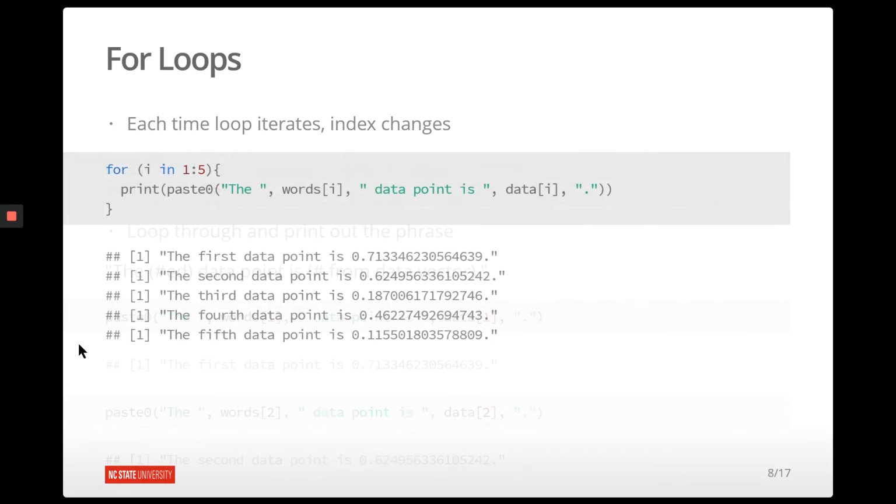Rather than do that, we can utilize a for loop. Now we're going to let i go from 1 to 5, and then we're going to print the pasted out string that you see here. Notice that we've changed the thing that we're indexing by to i. The first time this runs, i is 1, it goes through and prints that out, then comes back up to the top, i is 2, prints that out, and so on and so forth.